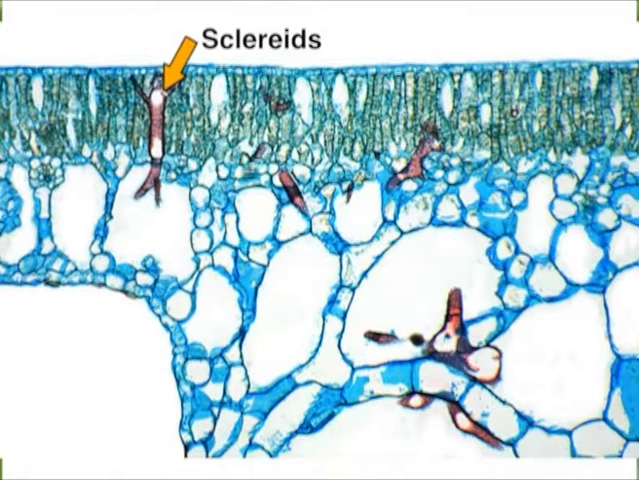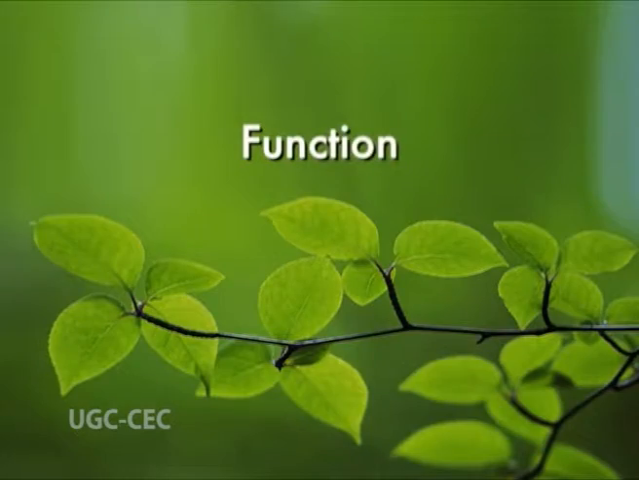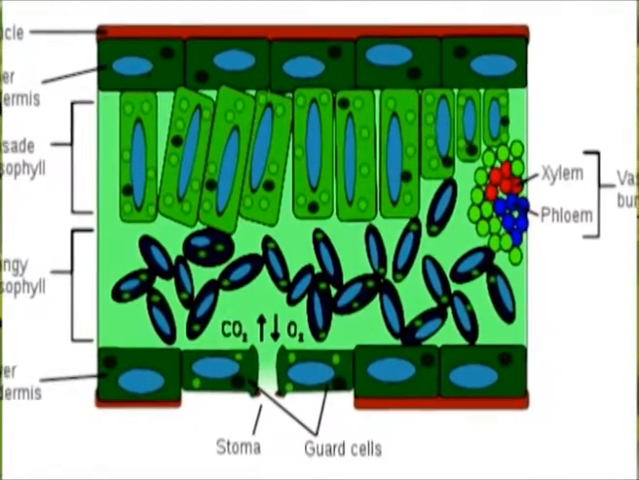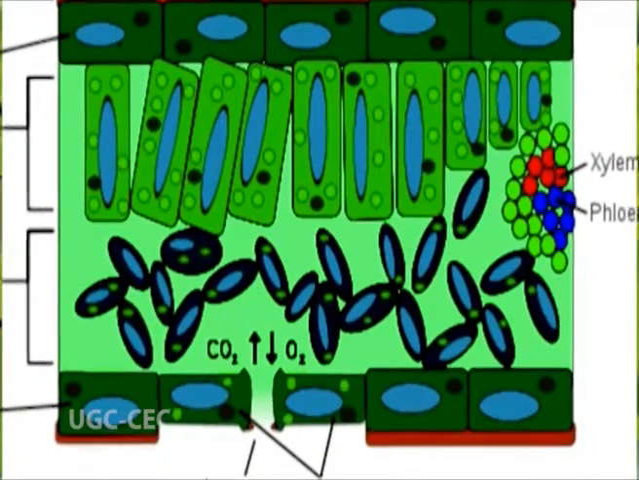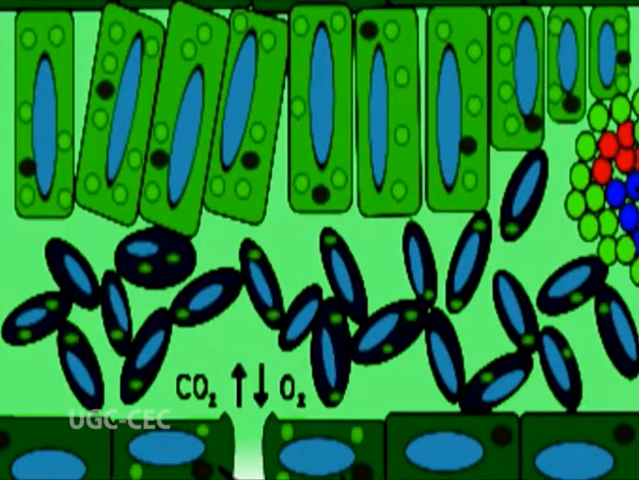Many dicot leaves have sclereids within the mesophyll tissue. In some, secretory structures such as resin ducts, lysigenous cavities and laticifers are also found. Function. The main function of the spongy tissue is to facilitate free circulation of air in the interior of the leaf and supply carbon dioxide to the palisade tissue for photosynthesis. However, it also performs the function of photosynthesis due to chloroplasts present in them.